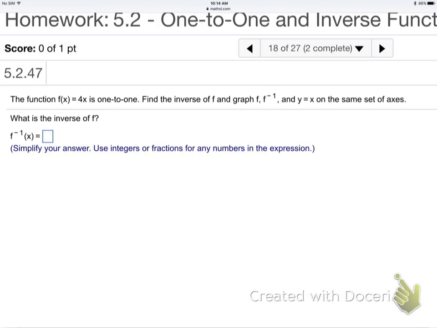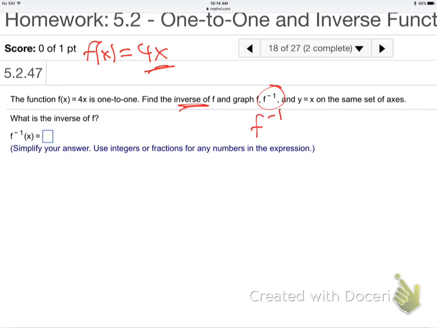Okay, so now they're giving me f of x is 4x. And they want me to find the inverse, which they call f to the negative 1. All right, so how do you do it? How do you find it? We've done it for graphs. We've done it for tables and x, y numbers. But how do you actually do it for a whole equation? How do you find the inverse for a whole equation?